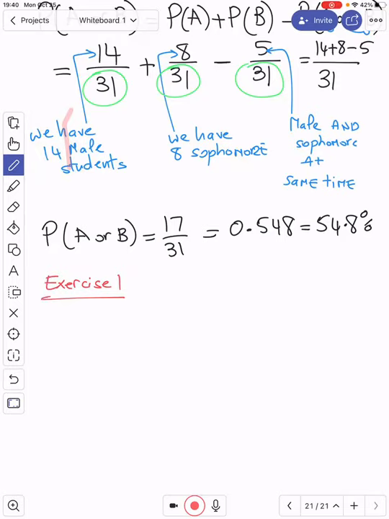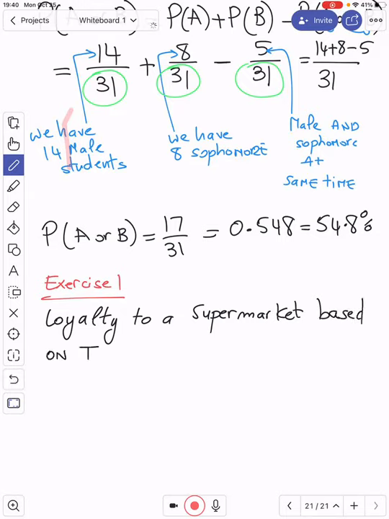All right. So we have the following table. This is the loyalty to a supermarket based on the location of the customer. All right, so we have the following table.